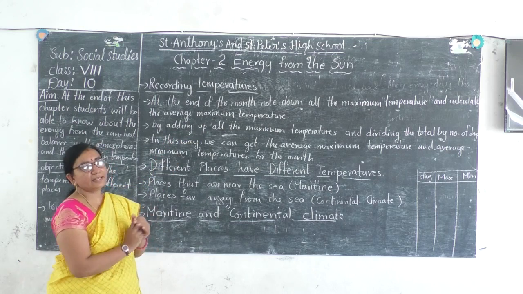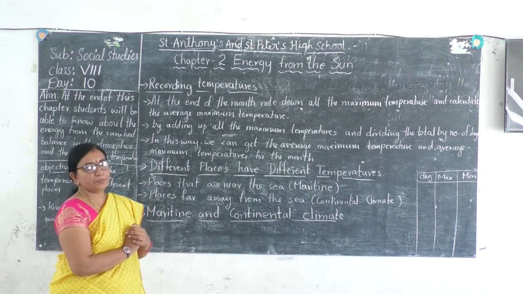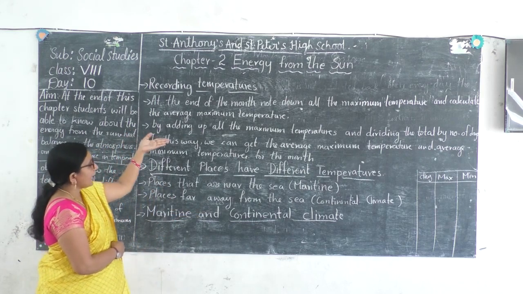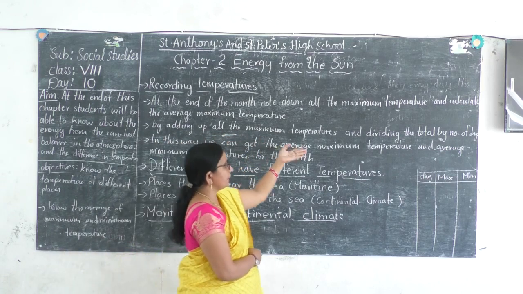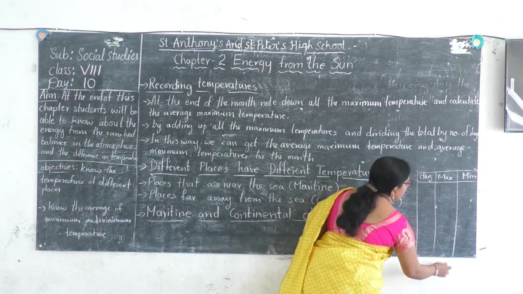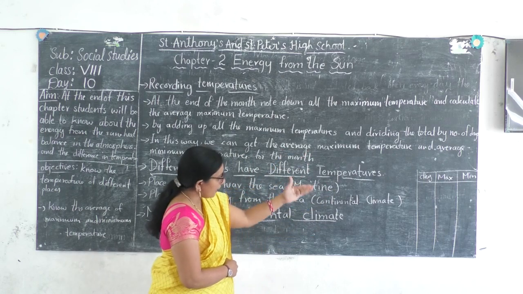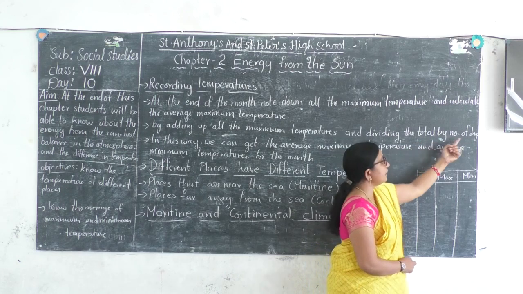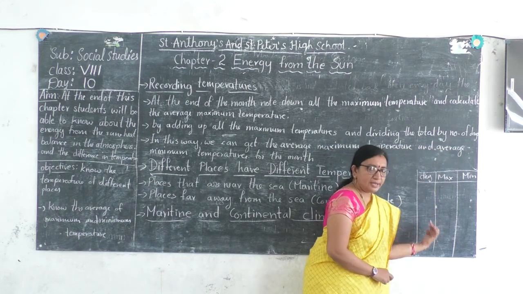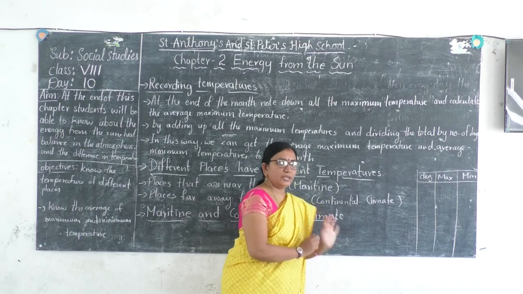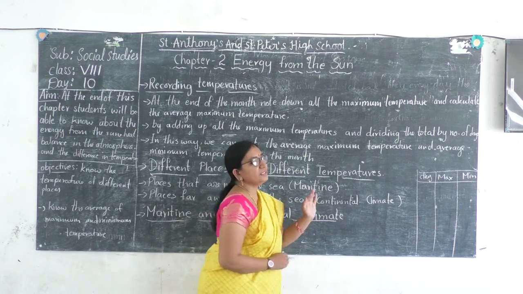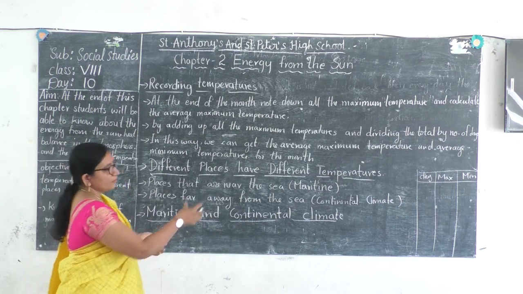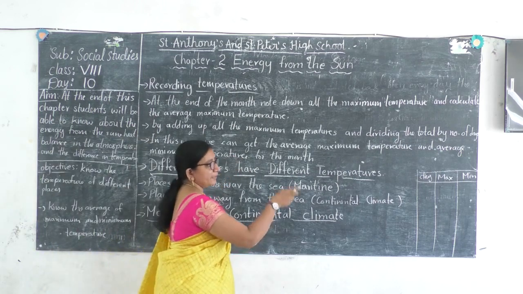How to calculate the average maximum and minimum temperature, I will explain here. Just listen carefully. You are noting all the maximum temperatures, so you have to add all the maximum temperatures and divide the total by the number of days. How many days? 10 days, 20 days, 15 days, however many days you took the readings, you have to divide by the number of days. Then you will get the average maximum temperature of that month.